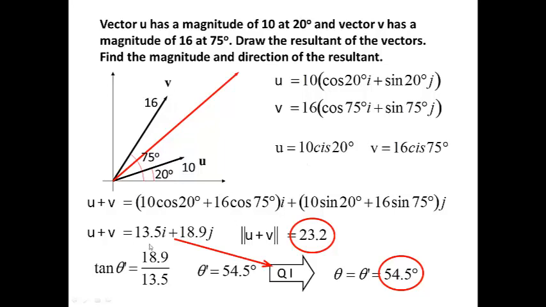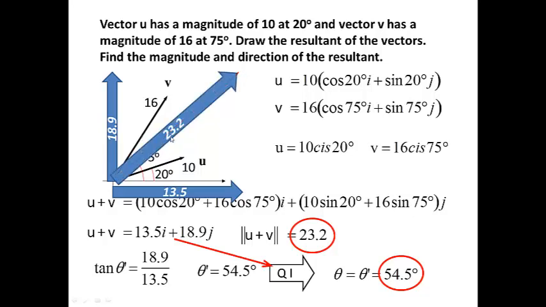Okay, so let's recap here. The 13.5 is the horizontal component of my resultant vector. The 18.9 is the vertical component of my resultant vector. The magnitude is 23.2. Okay, that's what that represents here. And then the 54.5 is the angle that it makes from 0.